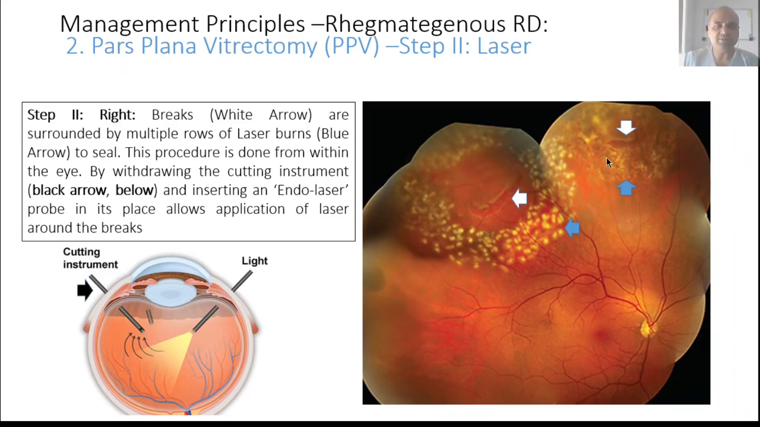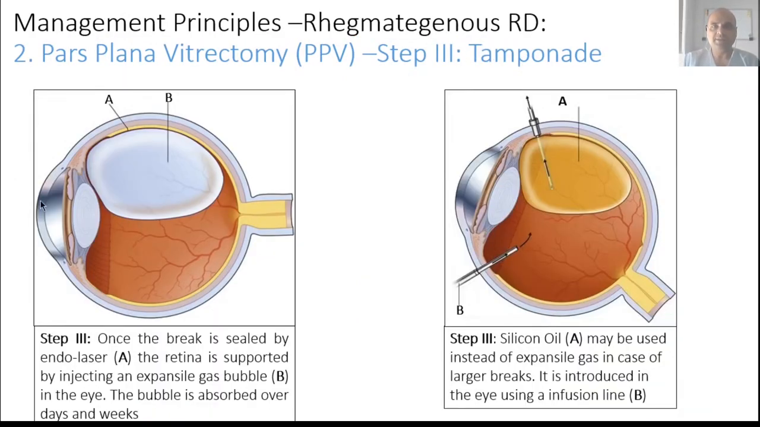The endolaser probe, the probe that applies these lasers, entered through the same port through which the cutter entered the eye. The cutter is removed and the endolaser is introduced. It's called endolaser because the laser is being done from inside the eye. This is the third stage, the tamponade stage. You can use an expansile gas bubble, or you can use silicone oil if you have a larger break. But remember that the silicone oil would need to be removed from the eye.